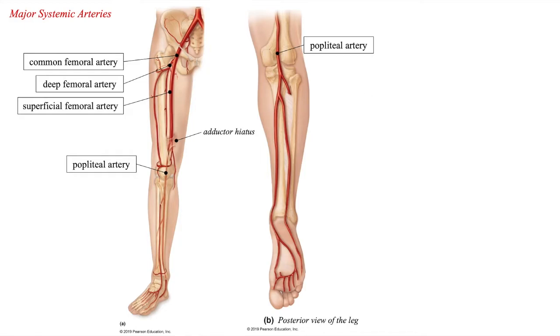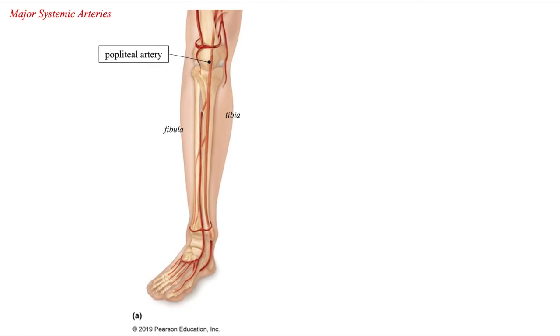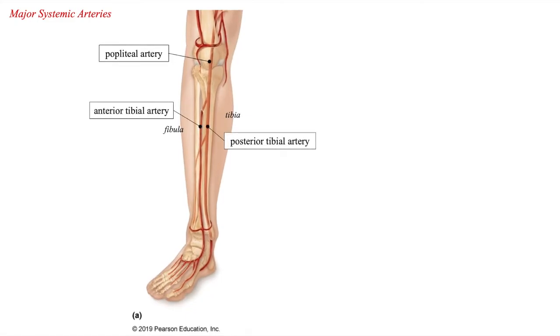The popliteal artery splits into the anterior tibial artery, traveling along the front of the tibia, and the posterior tibial artery, tracing the posterior face of the tibia. The fibular artery quickly branches off the posterior tibial artery. These arteries continue to subdivide, supplying blood to the leg, ankle, and foot.